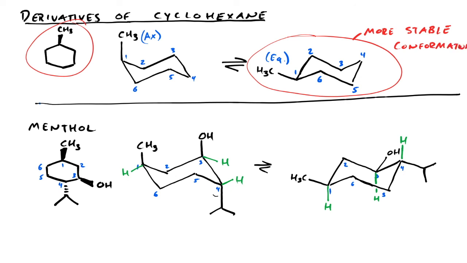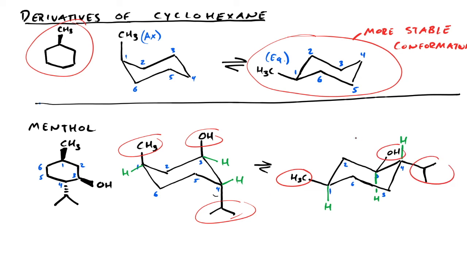More stable conformation. So the methyl group being in the equatorial position makes the conformation more stable than when that methyl group is in an axial position. Down here in menthol, we have one conformation on the left in which the isopropyl group, the alcohol, and the methyl group are all in axial positions. After undergoing the chair flip, they all move over to equatorial positions.